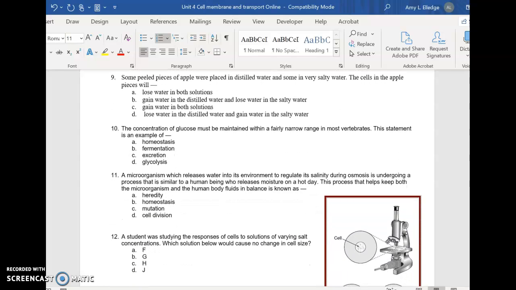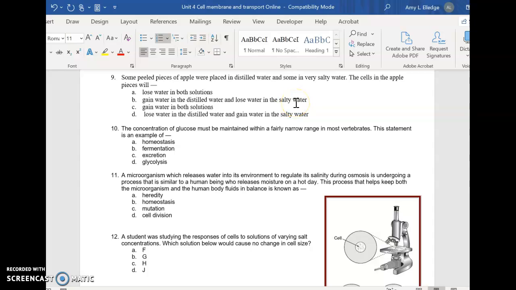Some peeled pieces of apple were placed in distilled water, that's pure water with no solutes, and some are very salty. The cells in the apple pieces will. So if some were put in distilled water with 0 solutes, that means the cell has to have more solutes, and water is going to enter the cell. But if it's in salty water, it's the opposite, because water is going to move towards the most solutes, and that one would lose it.